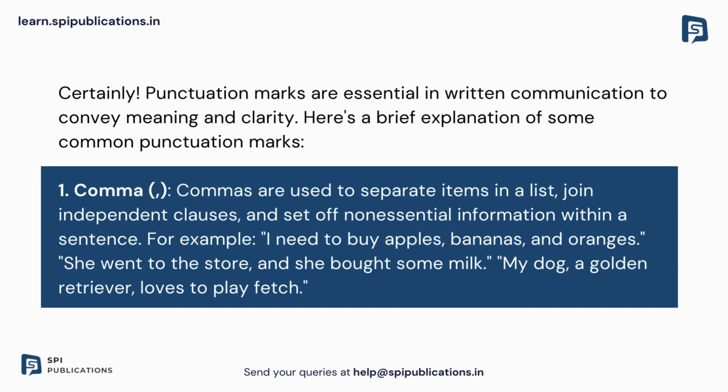1. Comma. Commas are used to separate items in a list, join independent clauses, and set off non-essential information within a sentence. For example, "I need to buy apples, bananas, and oranges." "She went to the store, and she bought some milk." "My dog, a golden retriever, loves to play fetch."